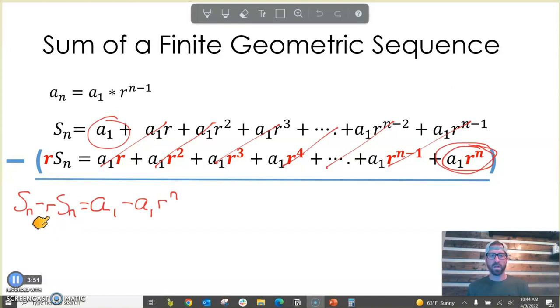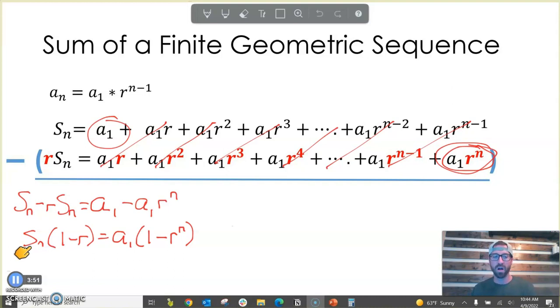So let's solve for the sum over here, because remember, we're trying to find the sum of this. I've got two terms that both have s sub n here, so I'm going to factor out that s sub n, and that leaves me with 1 minus r. Over here, my two terms both have an a sub 1, so I'm going to factor out a sub 1, and that leaves me with 1 minus r to the n. And now we're almost there.